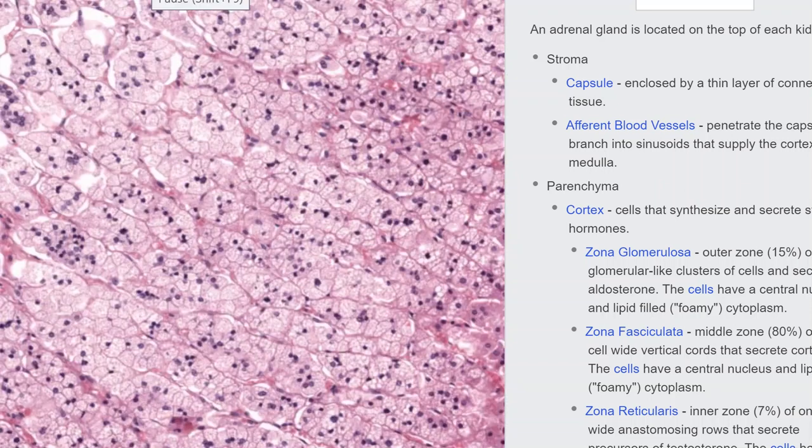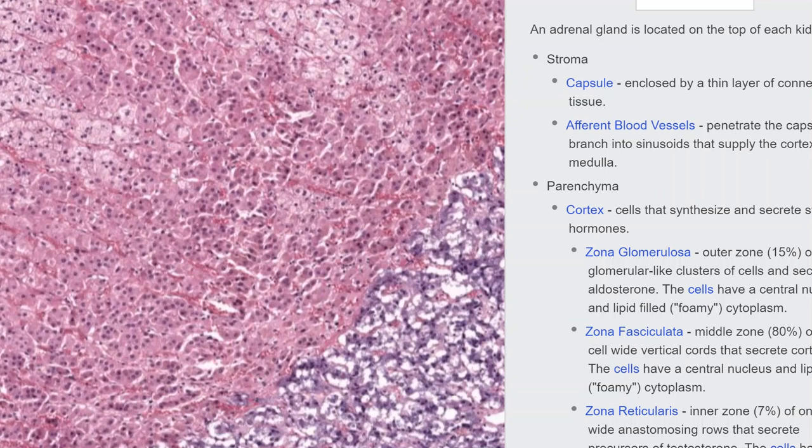So the next zone in the middle is Zona Fasciculata, and you're looking for these kind of vertical fascicles of cells. So all of these vertical columns that we can see right here are indicative of fasciculata, and they're usually about 2 cells thick. That's what you're looking for in Zona Fasciculata, columns that are going to be perpendicular to the capsule.